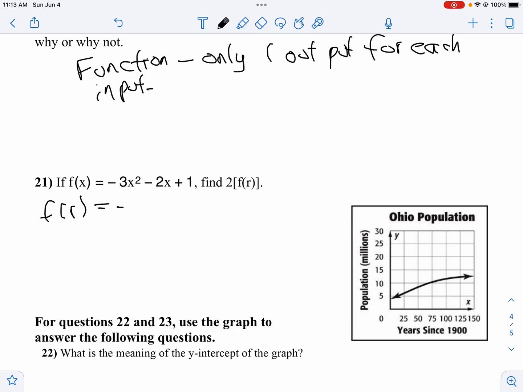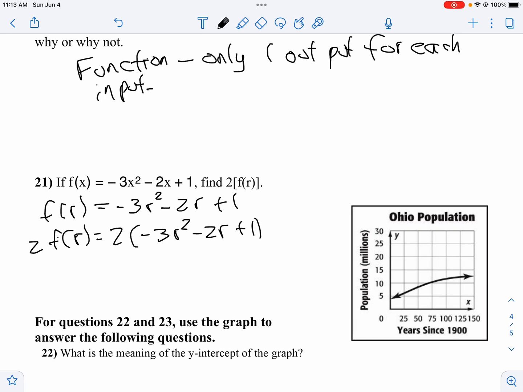So I go -3 times r squared minus 2 times r plus 1. Well, to find 2 times f of r, I just take 2 times my previous answer: -3r squared minus 2r plus 1. So I get -6r squared minus 4r plus 2 is 2 times f of r.